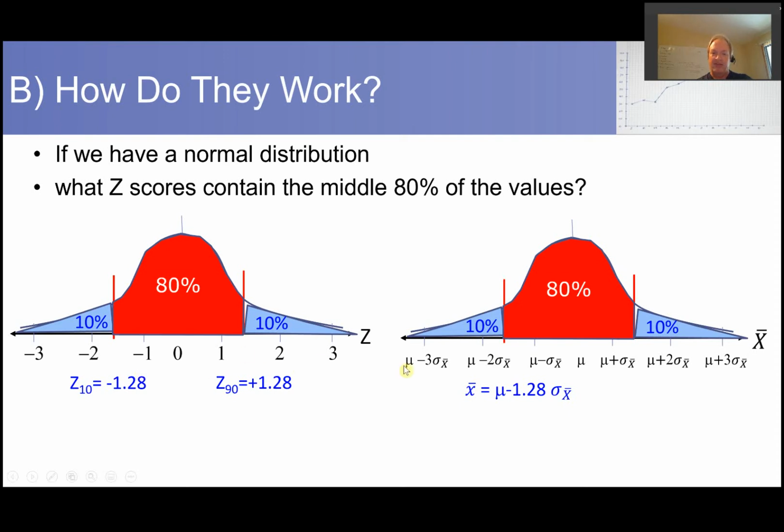The way that I translate Z-scores to data values is I multiply the Z-score by the standard deviation and I add mu. So this X bar is mu minus 1.28 times sigma x bar. And the upper one is plus. So now I have the margin of error for an 80% confidence interval. Notice that if I subtract mu from both sides, this distance that I am away from mu is 1.28 times the standard deviation of x bar, or z sub 10 times sigma x bar.